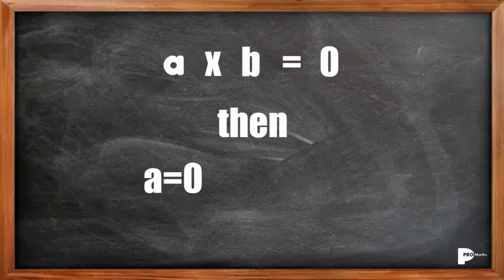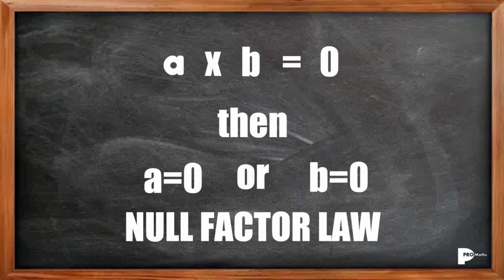If some number a multiplied by some number b is 0, then we can say that either a is 0 or b is 0. This should make sense just thinking about it logically. This is the null factor law, and it lets us solve a lot of equations.